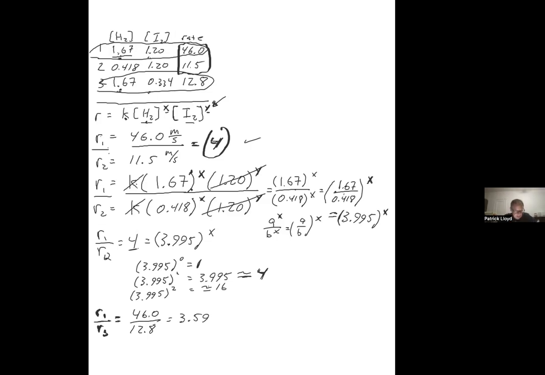Okay, now I'm going to do the same thing with the rate law. So you do it with the rate values, then you do it with the rate law. So R1 over R3, that would be K times 1.67 to the x. Now, technically, we know what x is. We know it's a 1. So if you want to use that value, you certainly can.